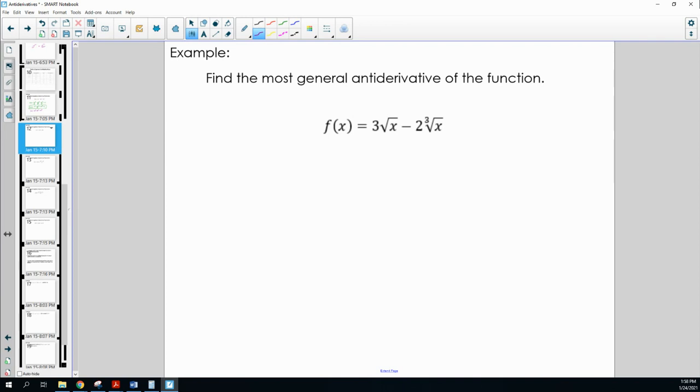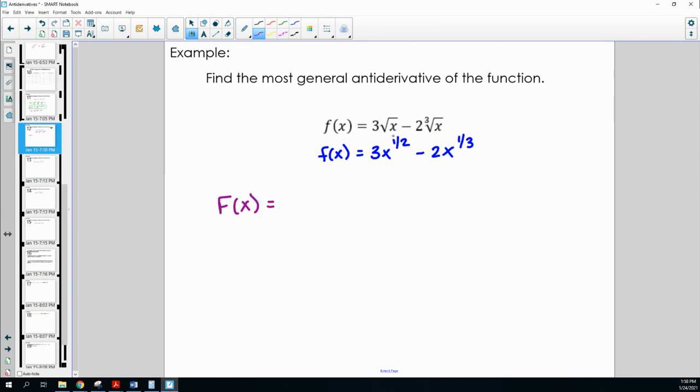Okay, so let's look at this one. It's going to be helpful when you have radicals to change them to rational exponents first. So I'm going to take the same exact function here, and I'm just going to rewrite it so there are rational exponents. So this will become 3x to the 1/2, and this will be minus 2x to the 1/3. Now that I have it written like that with exponents, it's going to be a lot easier to take the antiderivative.